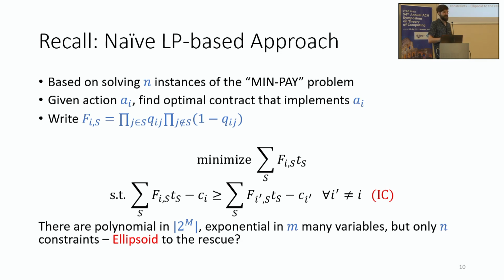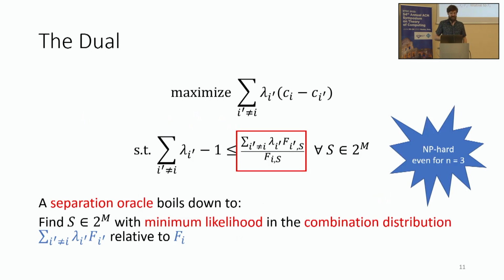So we could think that maybe we can switch to the dual and use ellipsoid. And in fact, this is what we do, but it turns out not to be obvious, and it's also not leading directly to a good algorithm. Okay, so indeed, if you write down the dual, you will have these dual variables, lambda I prime, n-1 many, one for each constraint. So the objective is something related to costs.